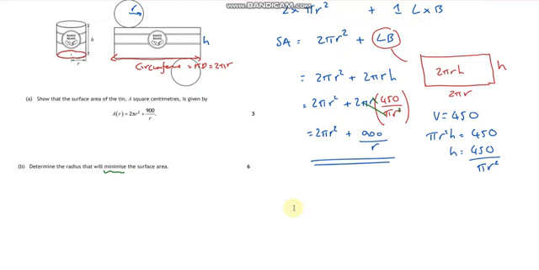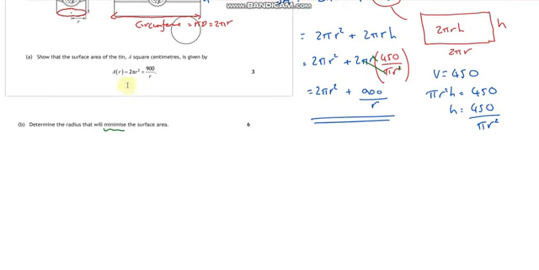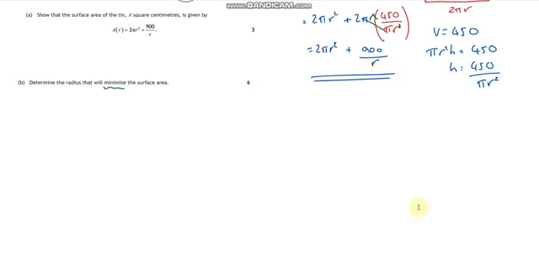So, determine the radius that will minimize the surface area. Notice it's not asking for the minimum surface area, it just wants the radius that will minimize it. So that's part of it as well. The first thing I'd be doing is writing down my equations. So get your equations down.